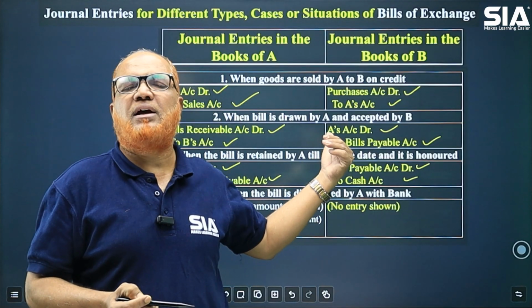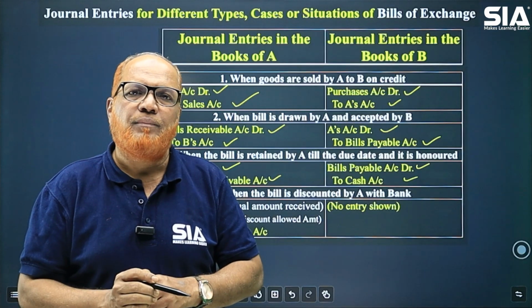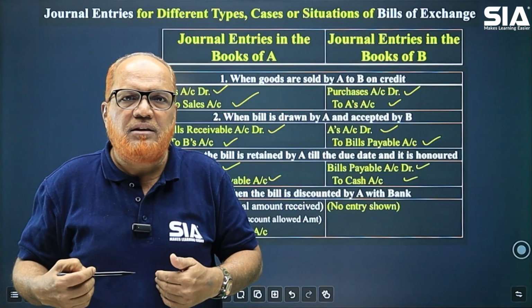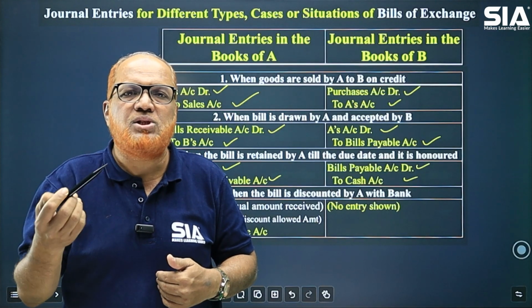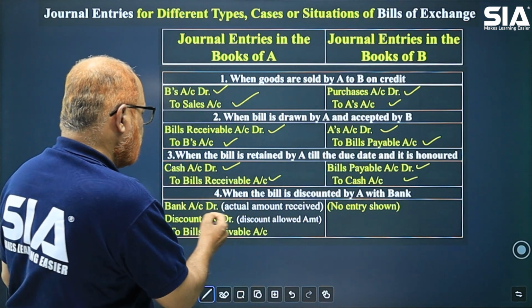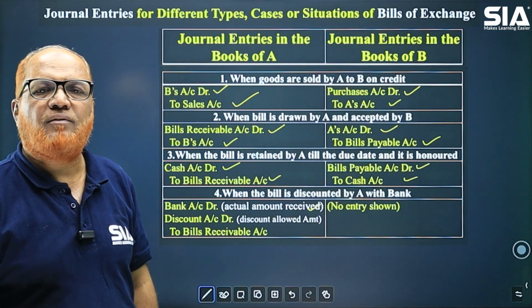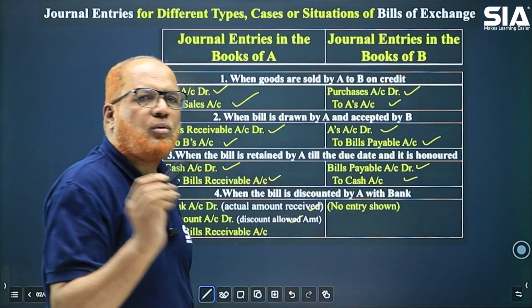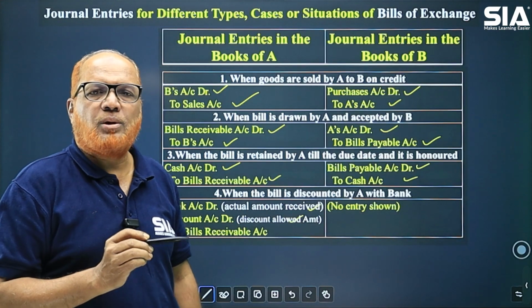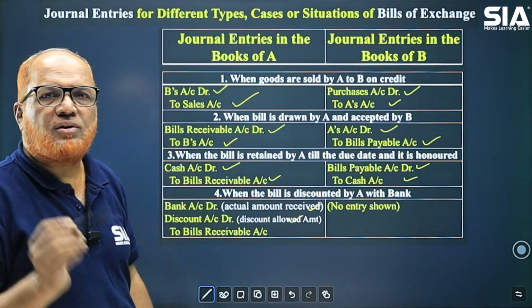Example, in our case, I've taken the example 10,000 rupees as the value of the bill. The banker will say, we will pay you 9,500. So A is getting 9,500. 500 rupees is discount. He will debit 9,500. Bank account debit 9,500. Right? Discount account debit 500. Remember, discount is a loss, and all expenses and losses will be debited. So 9,500 debit bank and discount account 500.